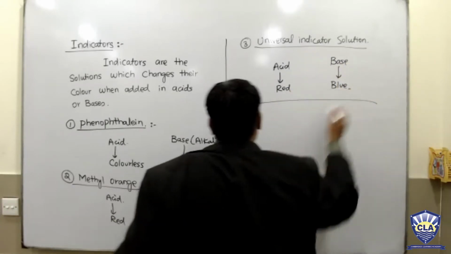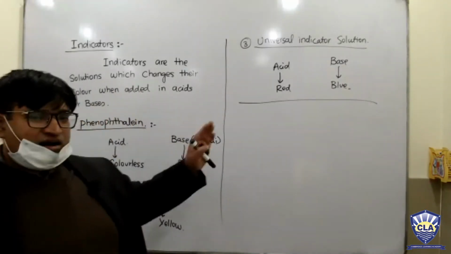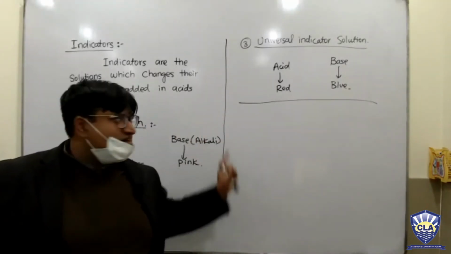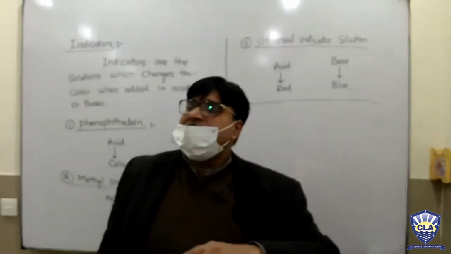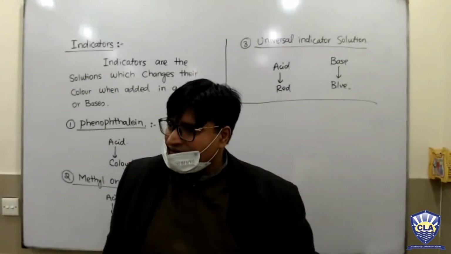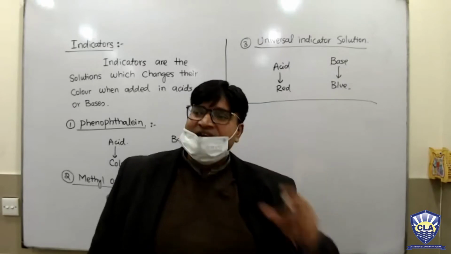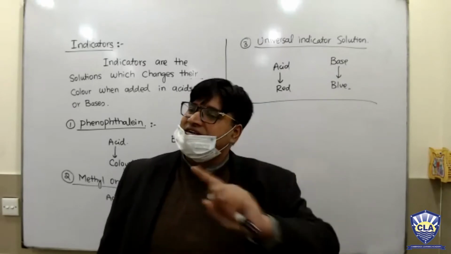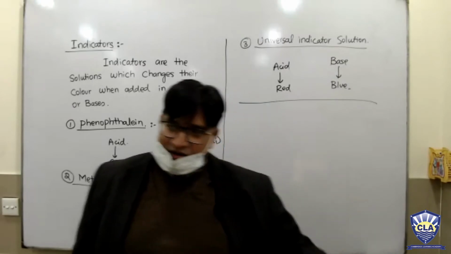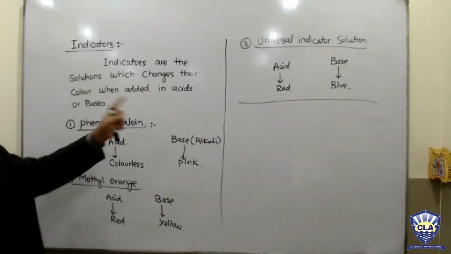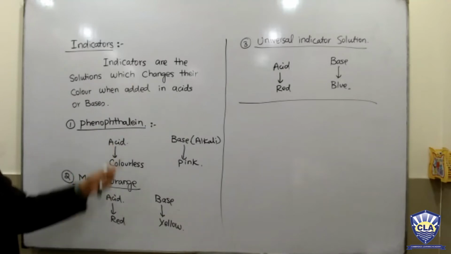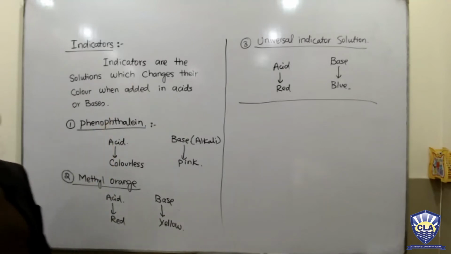So these three indicators, they are present in your syllabus. You should learn these only. If in the question he is going to provide you some other indicator, he is going to mention their color change. Don't you worry about it. Only these three, they are the basics. So you have to learn the colors of these three indicators only. You got it, beta?